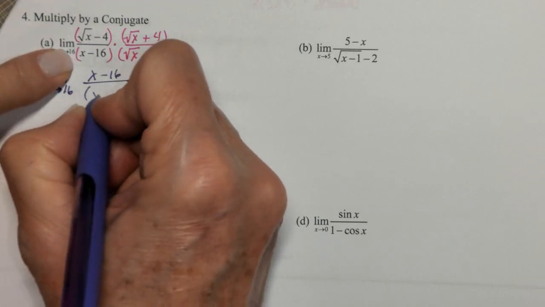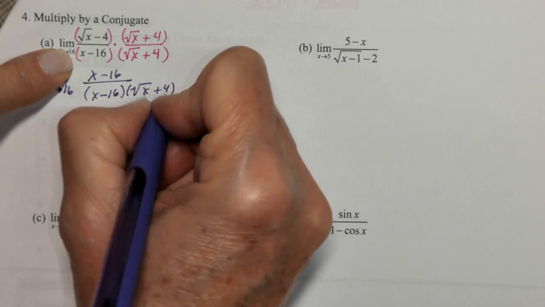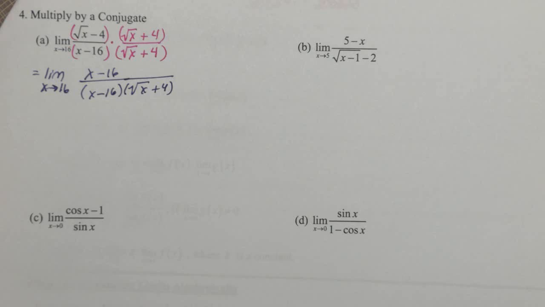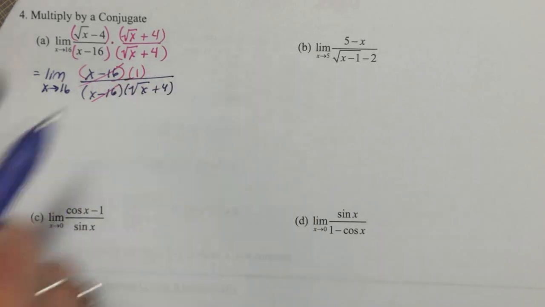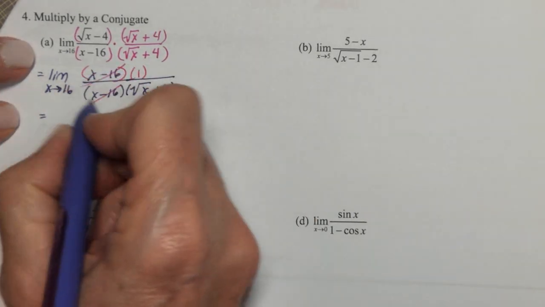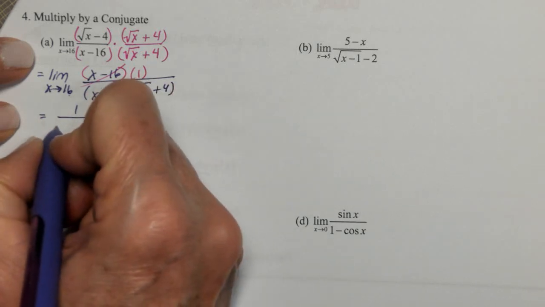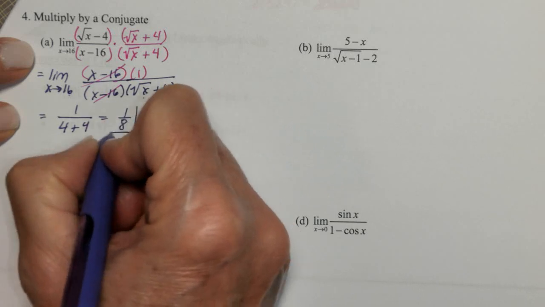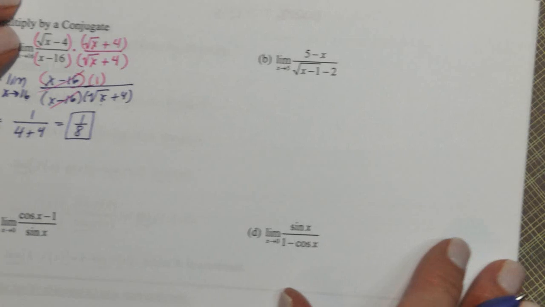On the bottom, we have x minus 16, which is why we do not multiply out the bottom. Okay? We found our hole, x minus 16 over x minus 16. They're identical. They reduce just to a 1. Plug in 16 for our remaining x. We have the square root of 16 plus 4, which is 8. The limit will be 1 over 8. Okay?